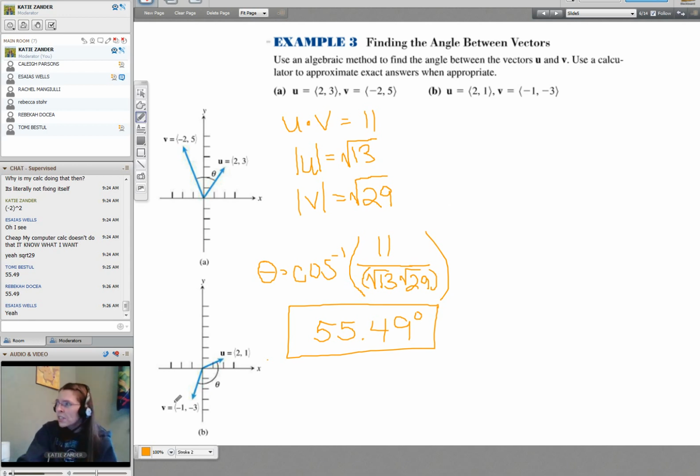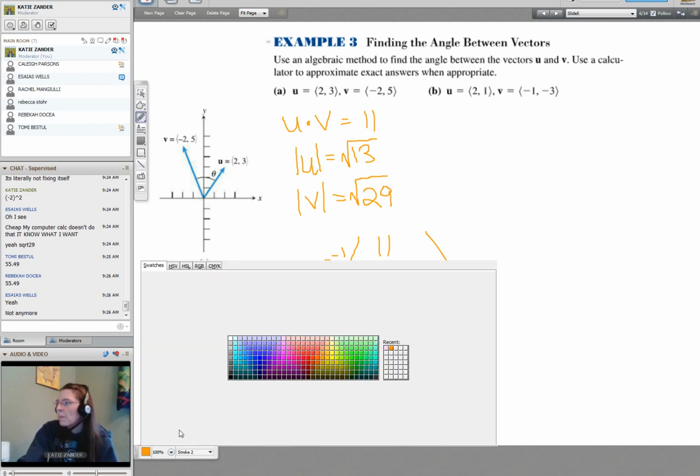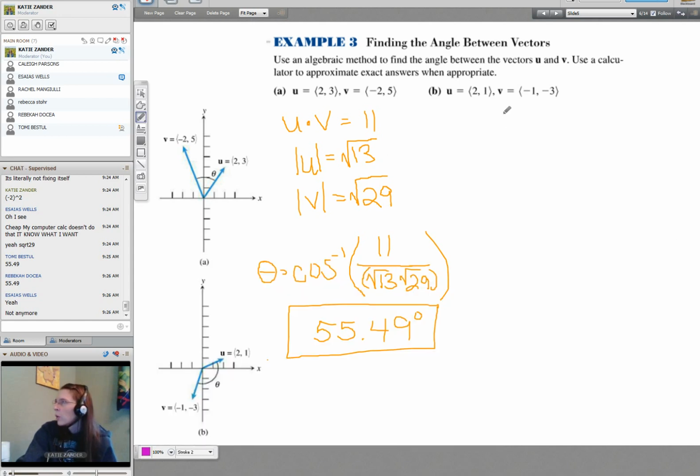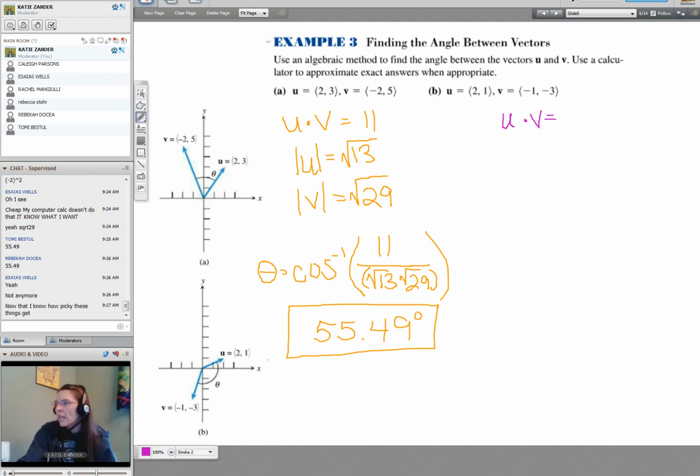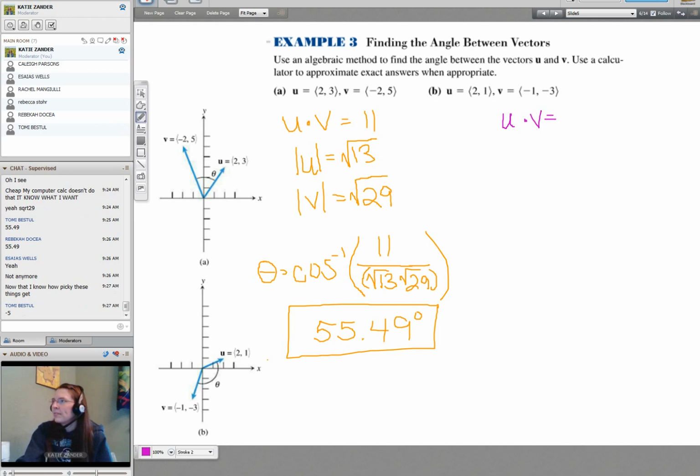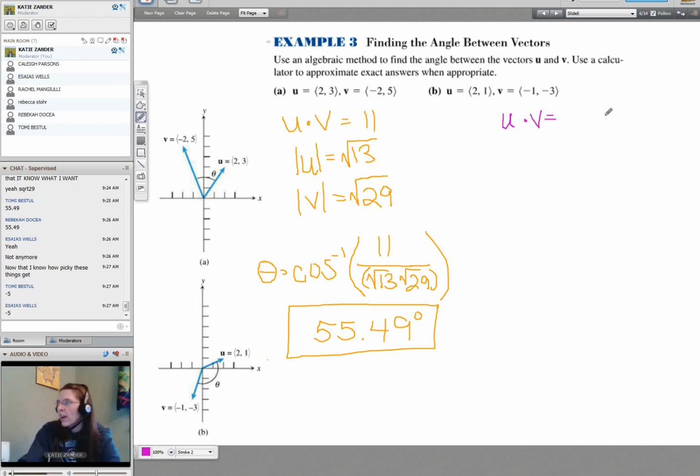Okay. Let's do the same idea then with part B. So we're going to start with the dot product. What do we get for the dot product in part B? Yeah, they get very picky. Which is why it's so important that we need to be smarter than the calculator at times, right? All right, -5. Let me just check it. -2 plus -3 is a -5.